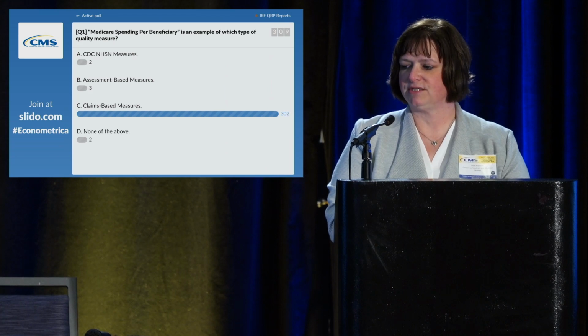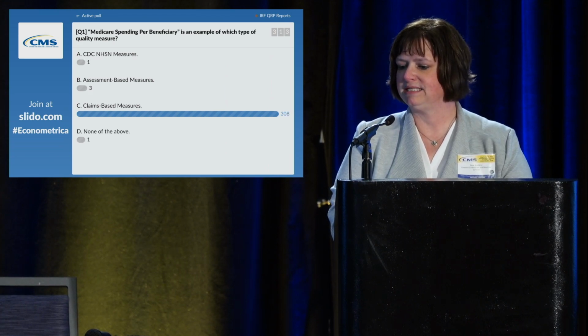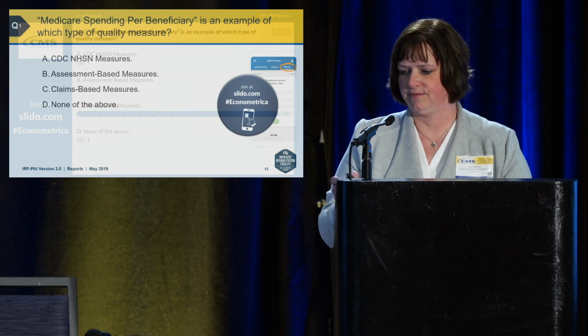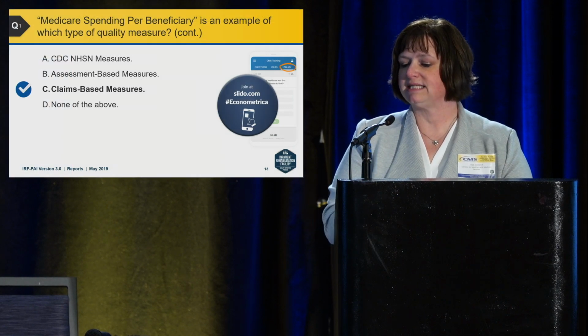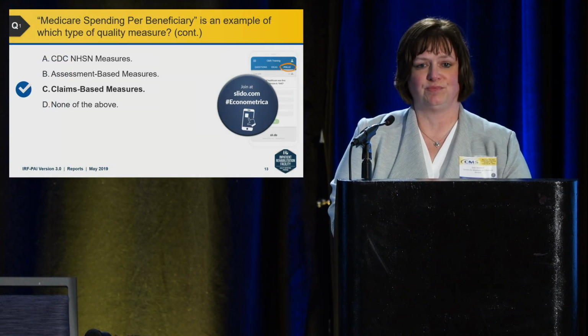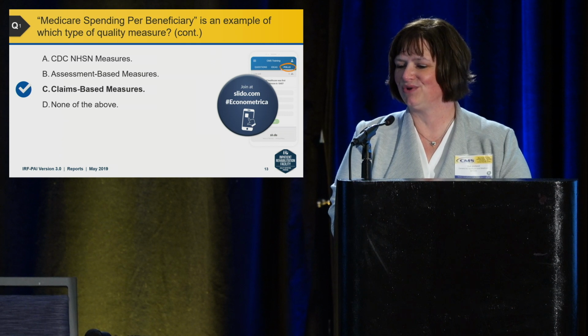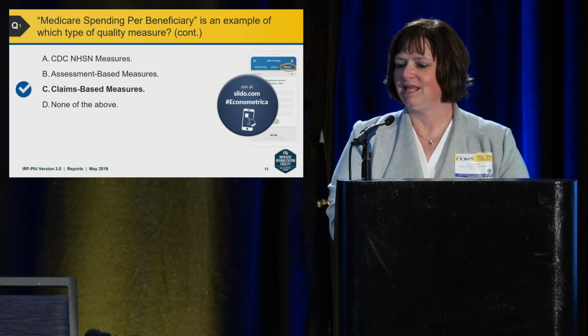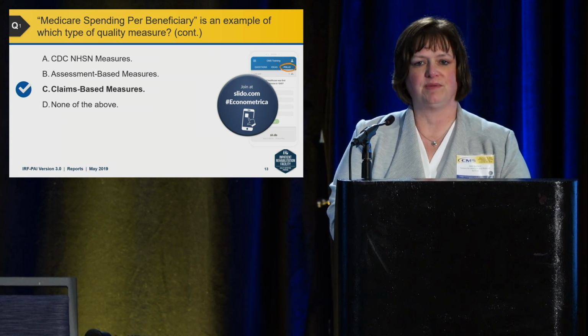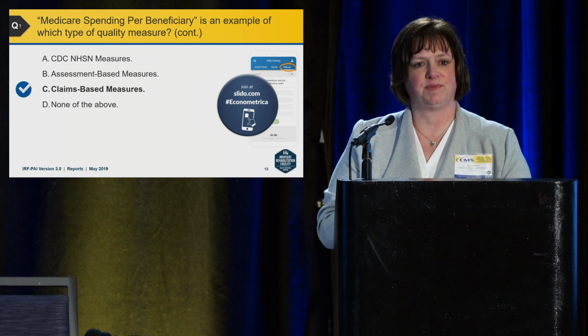It looks like our responses are slowing down, so let's go ahead and take a look at the correct answer. The correct answer is C, and the majority of folks chose that answer, so that was great. Good job. The MSPB, or Medicare Spending Per Beneficiary measure, is a claims-based measure.